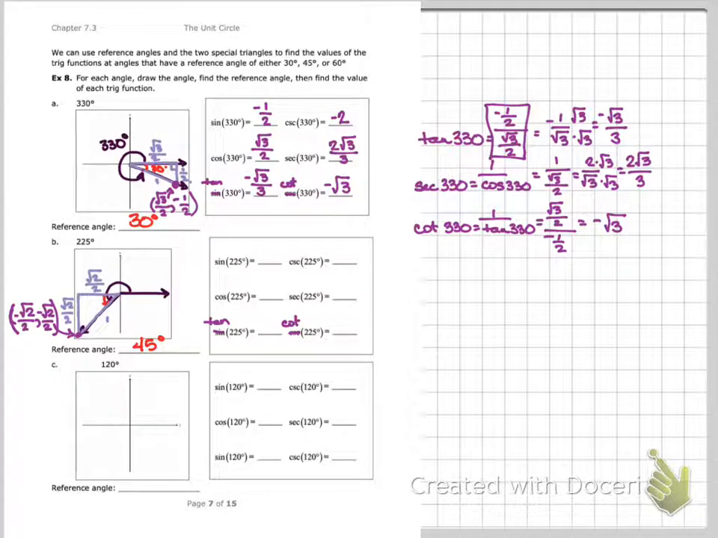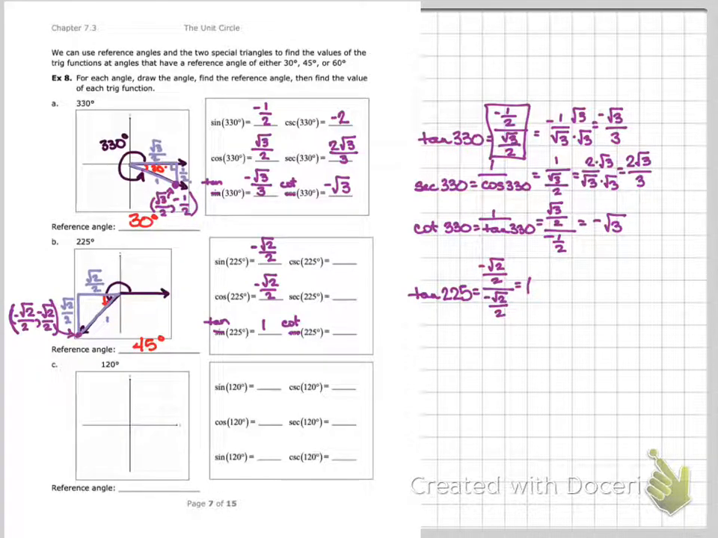So my sine, opposite over hypotenuse, is going to be negative square root of 2 over 2. My cosine, adjacent over hypotenuse, the same thing. My tangent is my opposite over adjacent, and those two numbers are exactly the same. So let's write that over here. Tangent of 225 is going to be negative root 2 over 2 all over negative root 2 over 2. Anytime we divide a number by itself, we get 1.